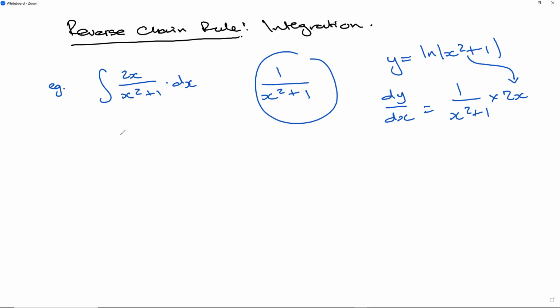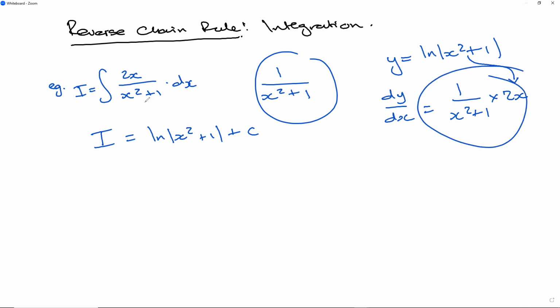So if I say dy dx is given as this, and I say I is equal to ln x squared plus 1, where I is given as this integral, then we're done. So this would be the solution, because by integrating this, I'm actually creating that, which is going to get me that part there. Okay, let's look at a second example.